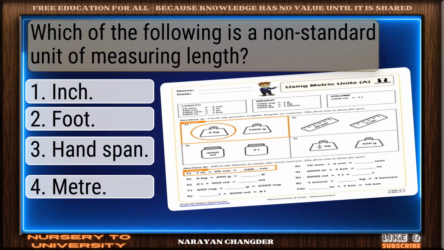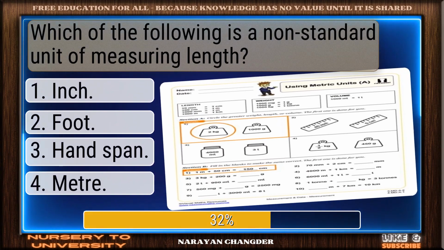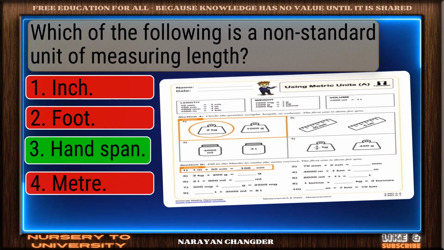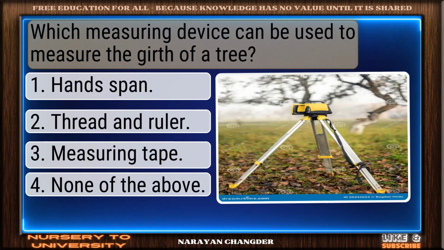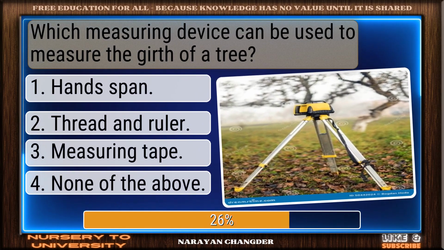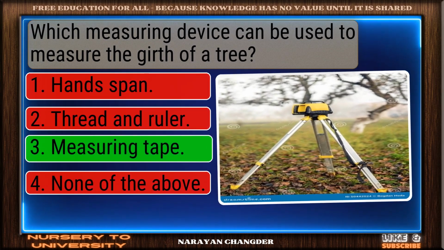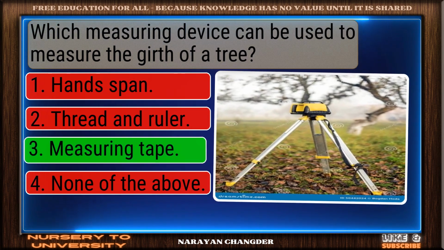Which of the following is a non-standard unit of measuring length? Good thinking. Handspan is the right answer. Which measuring device can be used to measure the girth of a tree? Sharp thinking. Measuring tape is the right choice.